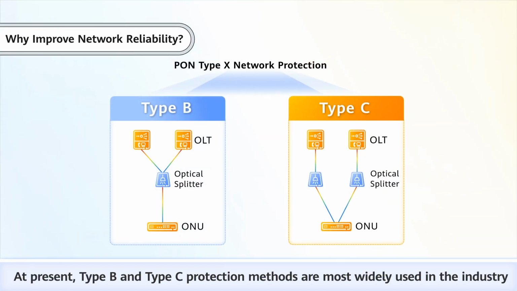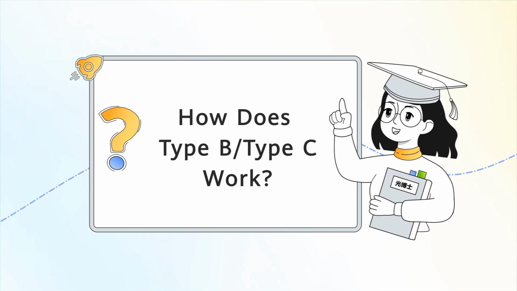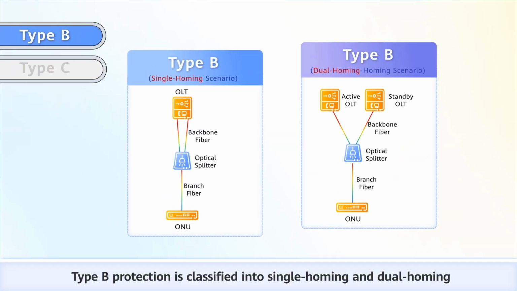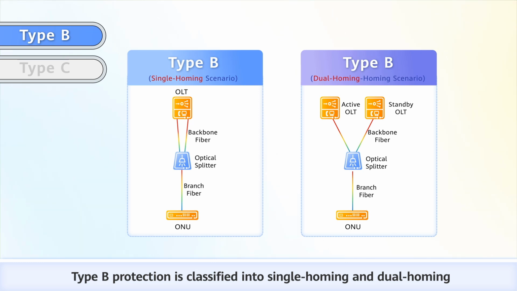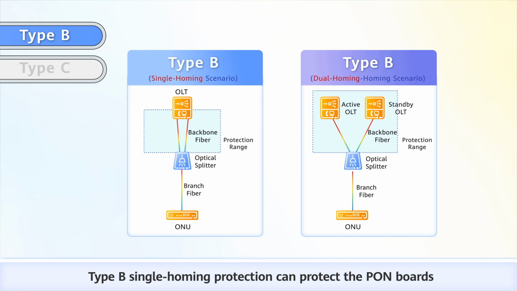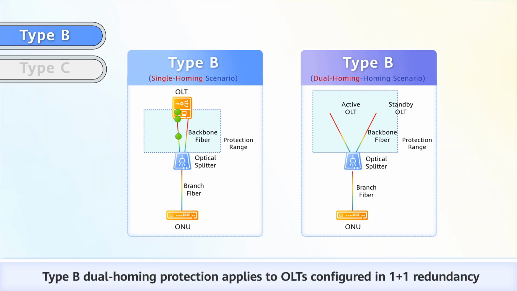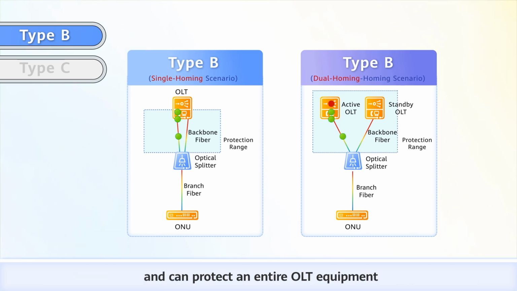At present, Type B and Type C protection methods are most widely used in the industry. So what are Type B protection and Type C protection? Type B protection is classified into single homing and dual homing. The difference lies in the protection scope. Type B single homing protection can protect the PON boards, PON ports, and backbone fibers of an OLT. Type B dual homing protection applies to OLTs configured in 1+1 redundancy, and can protect an entire OLT equipment.